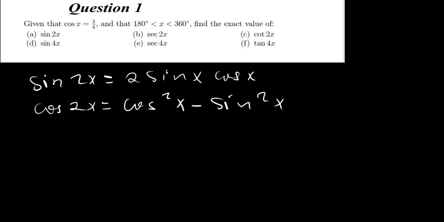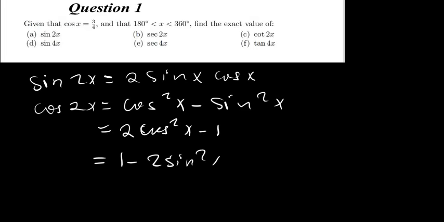I also want you to know that cos 2x can either be replaced by cos squared x minus sine squared x, or by 2 cos squared x minus 1, or by 1 minus 2 sine squared x. If you know these identities, because no one can tell me you don't know that sine squared x plus cos squared x is equal to 1. That one you know, right? So everything starts from here.